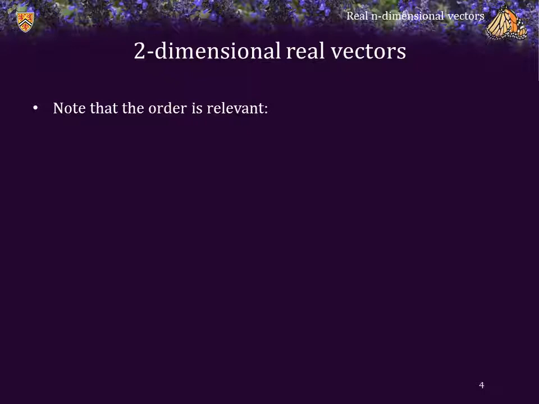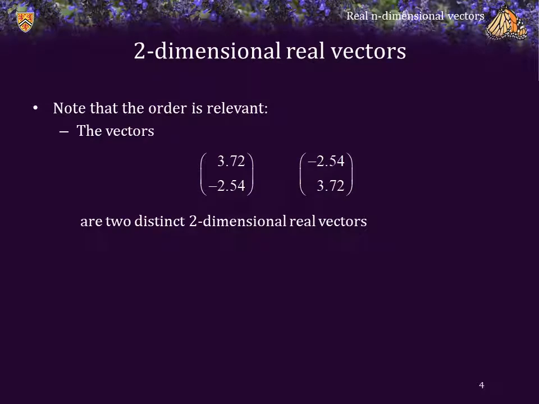Now note, the order of the entries of a vector is relevant. For example, these two vectors, even though they contain the same entries, are distinct and different from each other, as the first entries are not equal and the second entries are not equal either. So consequently, order does matter for vectors.